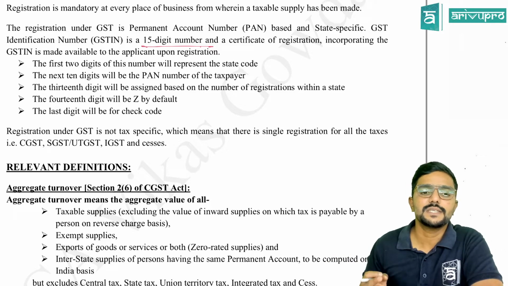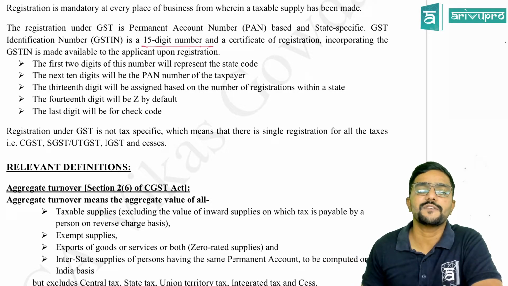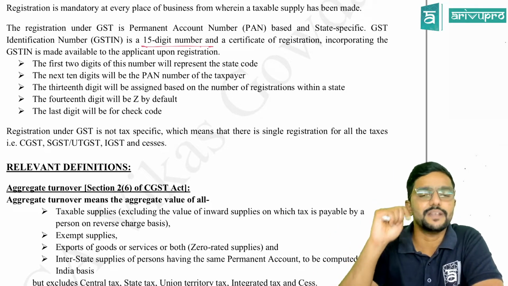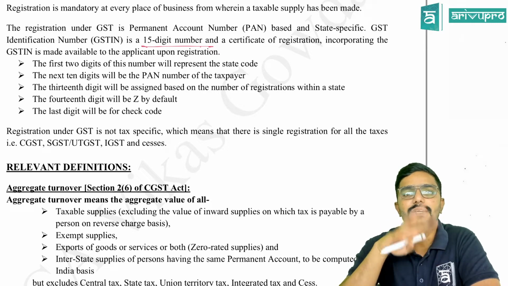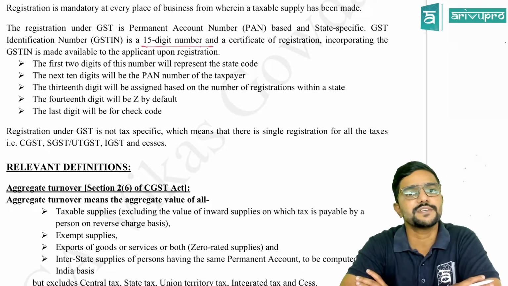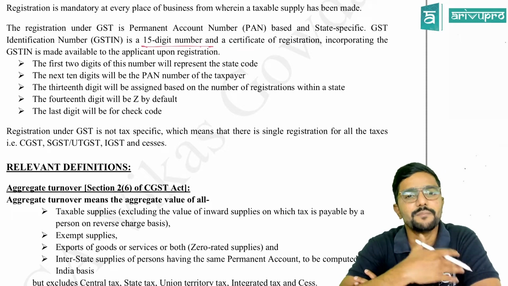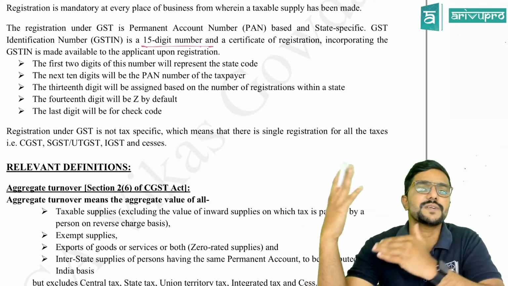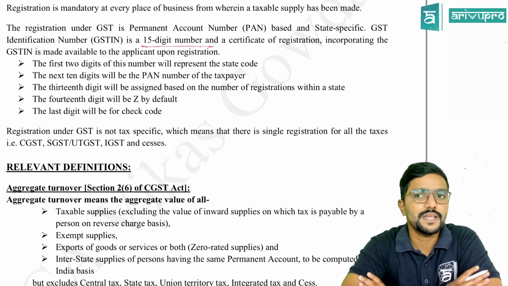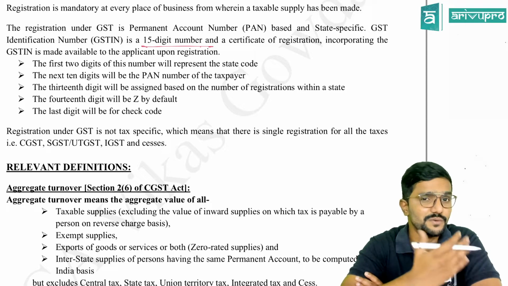Next, the 13th digit will be assigned based on the number of registrations within the state. Now, if you have taken only one registration within Karnataka, the 13th digit will be 1. If you have taken 3 registrations within Karnataka, the 13th digit will be 3, something like that. Clear? Because there are people who will take multiple registrations even within the state, if they are having business verticals, meaning different businesses or different branches. But I think somewhere it will be a disadvantage for you also, because if you take different registrations within the state, that will be treated as distinct persons, and anything you supply from one branch to another branch will be a supply, and you will end up paying tax on it.